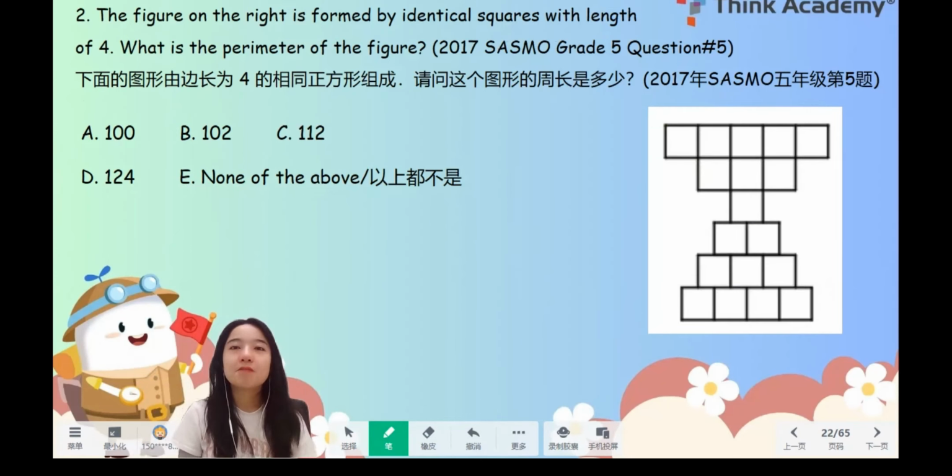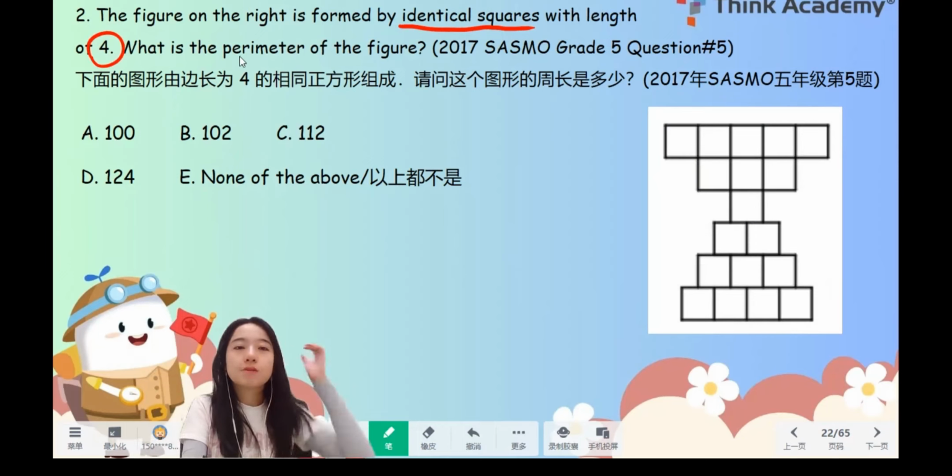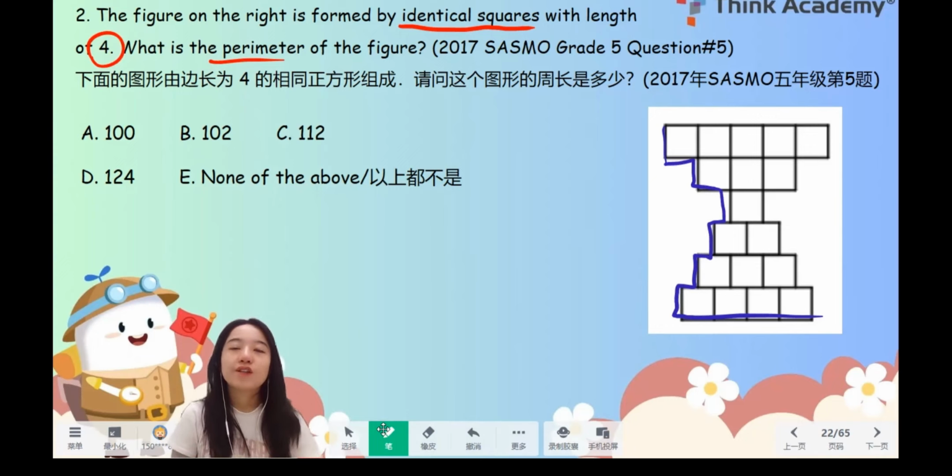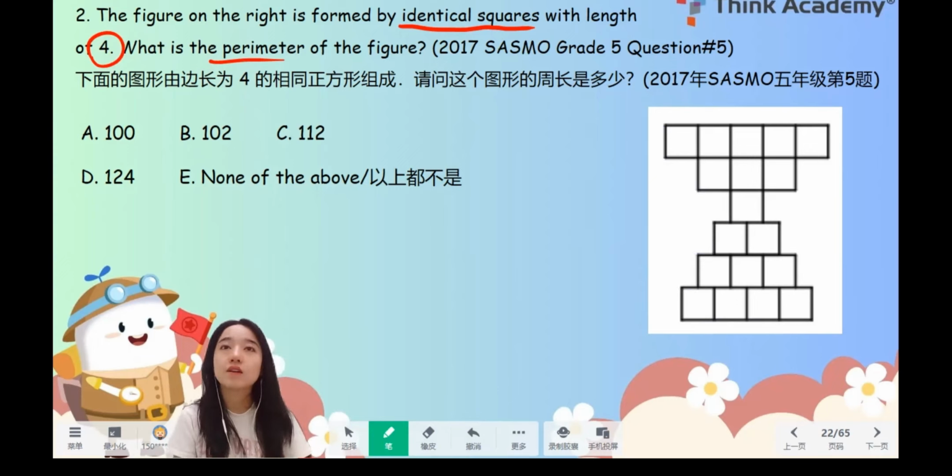Let's try to use the method to solve the second one. The figure on the right is formed by identical squares with side length of 4. What is the perimeter of the figure? Let's see, for this figure, there are many sides in the shape. Do we need to count them? No, definitely not. Because the perimeter is the total length around the closed shape. We don't need to consider the sides in the shape.